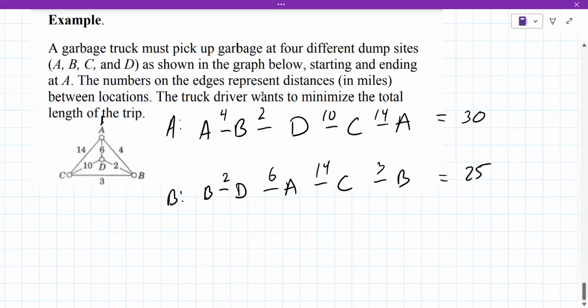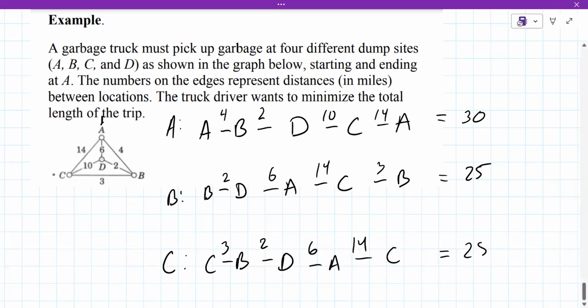And then you could repeat this for C. So starting at C, our choice is made to go to B. We look at 14, 10, and 3, and we say, well, let's go to B. So C to B. From B, we would go to D, because that's the shortest one. From D, we've already been at C, so we might as well go up to A. And then we're at A, and we want to get back to where we started, which is C. So we go back there to C, that's 14, and that's also 25.